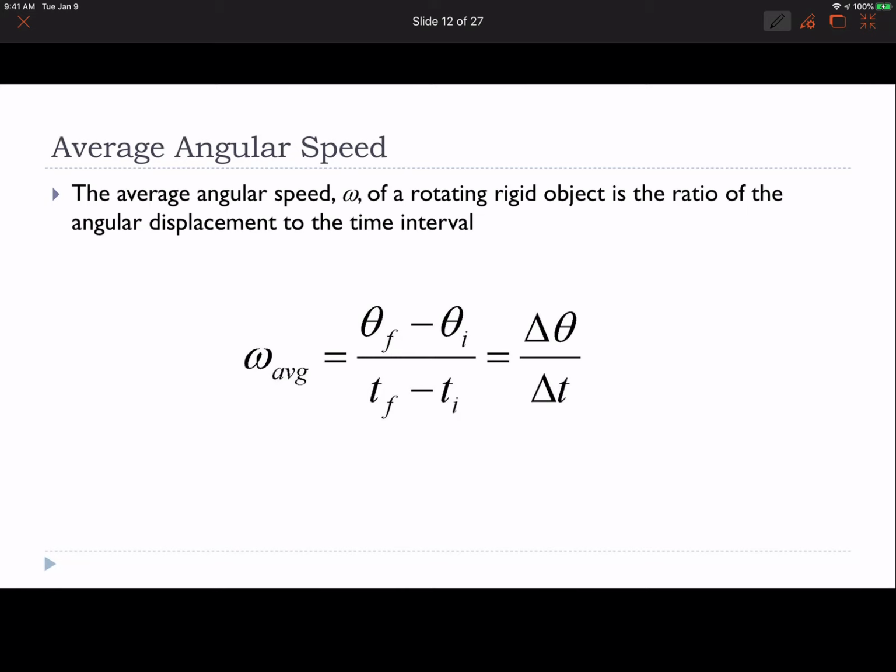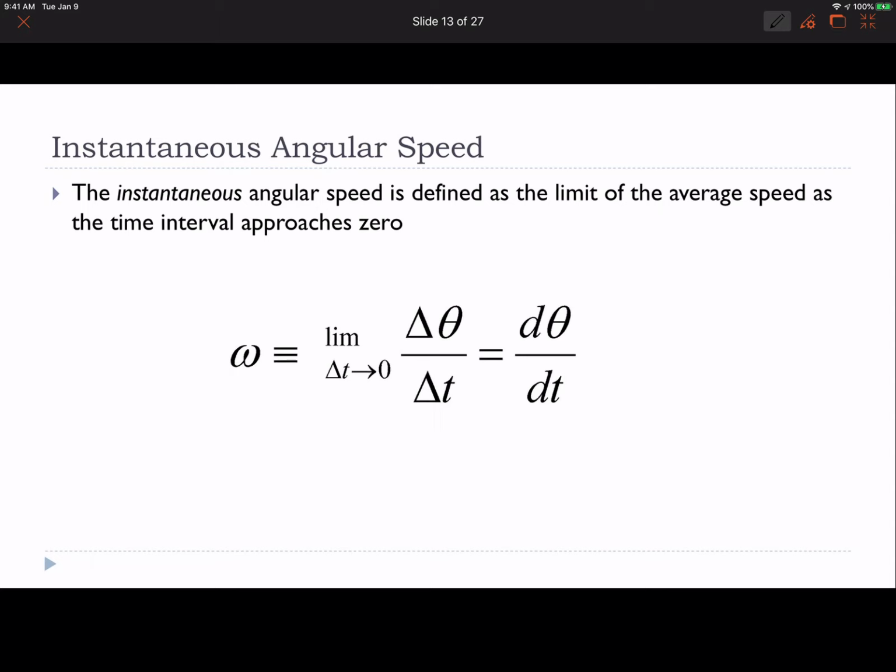So I covered this on the last slide, but this is just how we could actually write it. Specifically now we're talking about an average. What we're going to find is that all of the variables that we had for linear motion, we also have for the angular motion. Of course, if we wanted to talk about the instantaneous angular speed, how fast it is spinning at a particular instant in time, then we would have to look at the limit as the time approaches zero, and that change in the angular position over time becomes a derivative, and we have to look at how that angle is changing over very small time intervals.